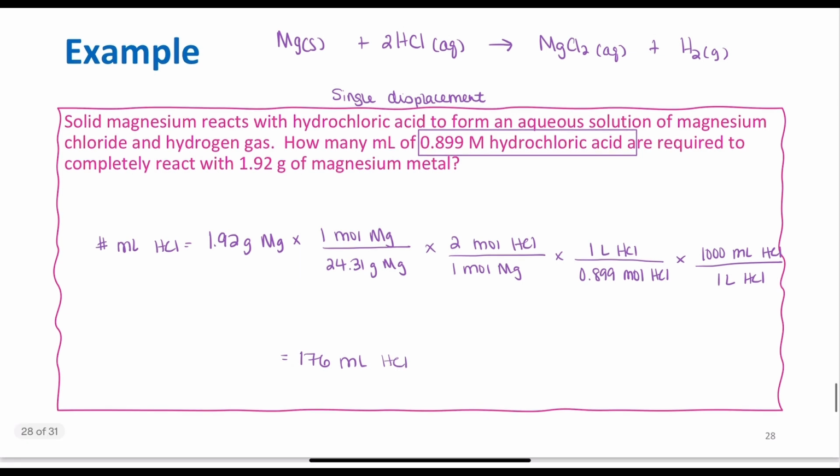176 milliliters of HCl. Check your sig figs: 3 sig figs, 4 sig figs, exact conversion, 3 sig figs, exact conversion. Both 3 sig figs in my final answer. It will take 176 milliliters of HCl to completely react that magnesium metal if the concentration is 0.899 molar.